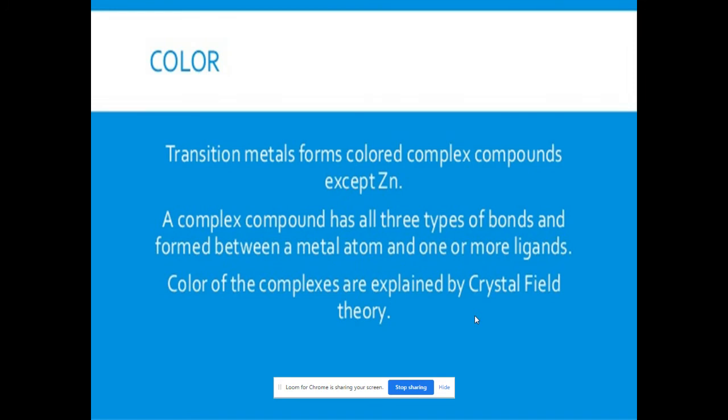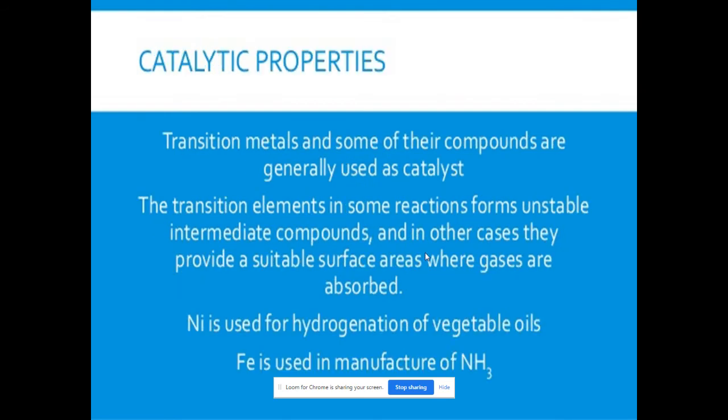Color. All the transition metals form colored complex compounds except zinc. As we know, a complex compound has coordinate bonds formed between the metal atom and one or more ligands. And the color of these complexes is explained by crystal field theory.